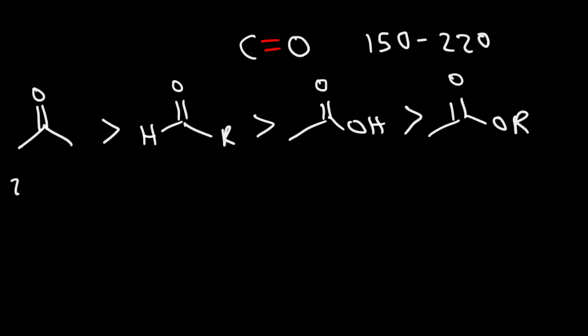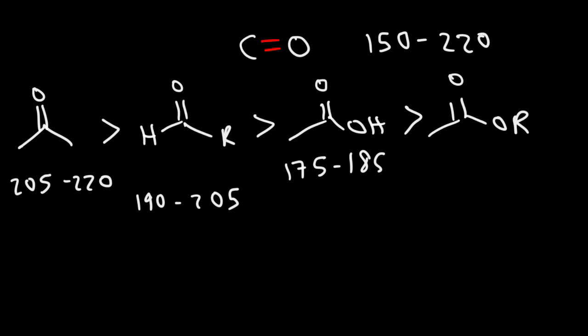So for a ketone, it's usually around 205 to 220. For an aldehyde, 190 to 205. For carboxylic acid, it's usually between 175 and 185. And for an ester and an amide, it's between 165 and 175.